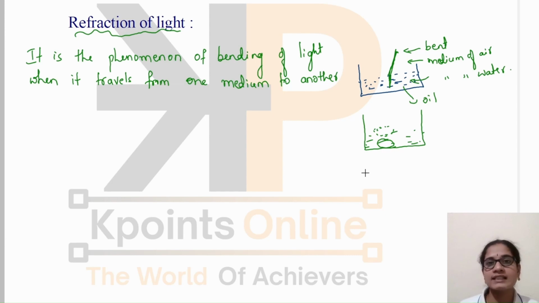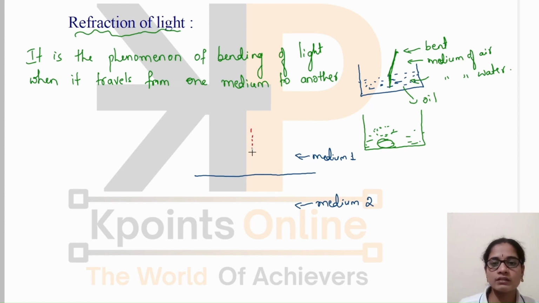And when you consider this refraction for the glass slab, which is kept on the printed material, there also we see when we replace that glass slab by a plastic transparent slab, the extent to which the letters are raised above is different. This shows that the bending of light is different in different media. Why does this happen? Let us see. Yes, this is the interface separating the two media. Suppose this is medium 1 and this is medium 2.